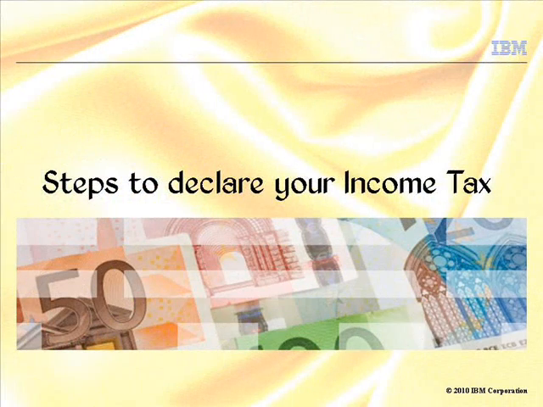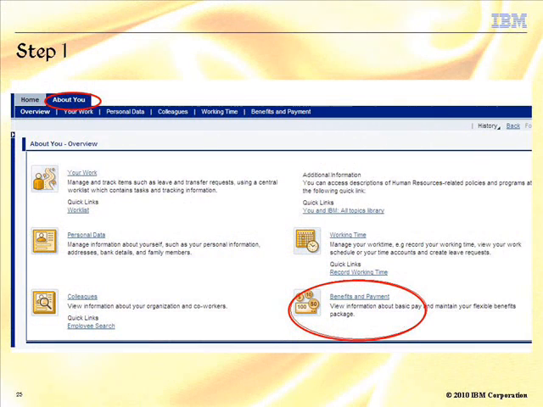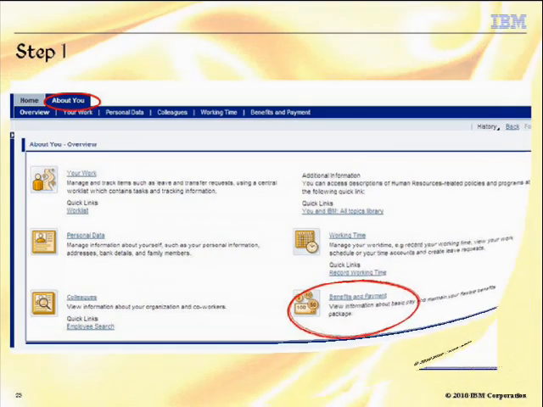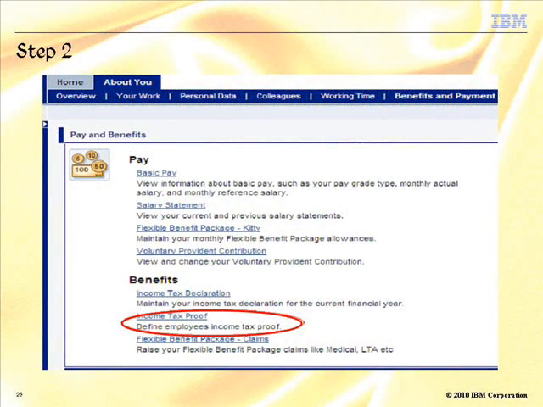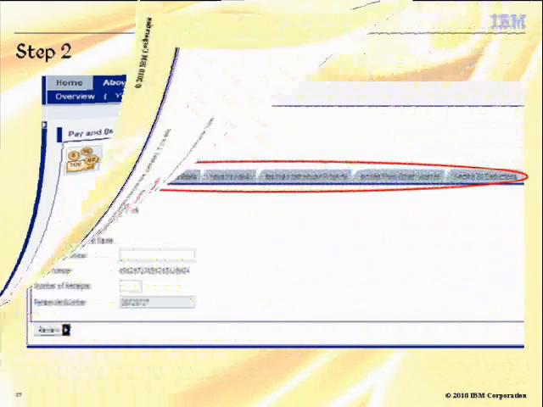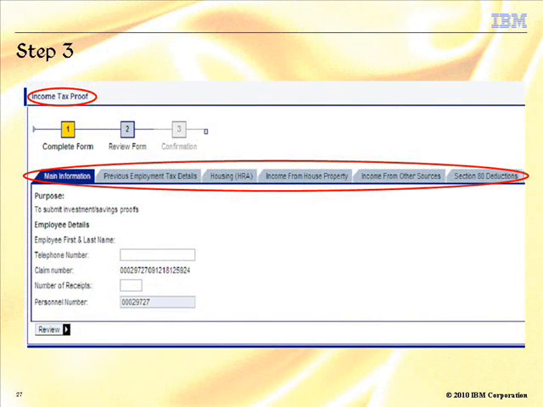Here's a quick overview of income tax declaration on HRMS. In the About You page on the HRMS portal, click on the Benefits and Payments link. Step 2. Go to the Income Tax Proof page by clicking on the link. The Income Tax Proof page appears. Now, fill in the information in the appropriate tabs and you're good to go.